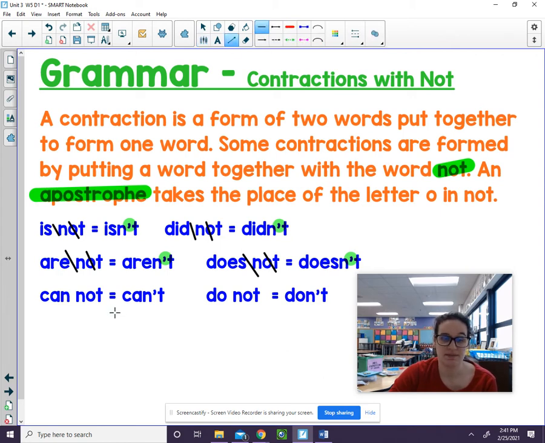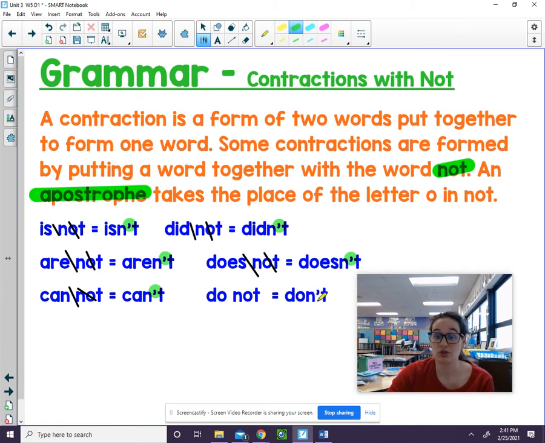Cannot becomes can't. But I want you to notice that we get rid of the N and the O in this case, and the space. And that's because we don't want a double N. So can't is spelled this way. Remember, the apostrophe is replacing the N and O in this case.